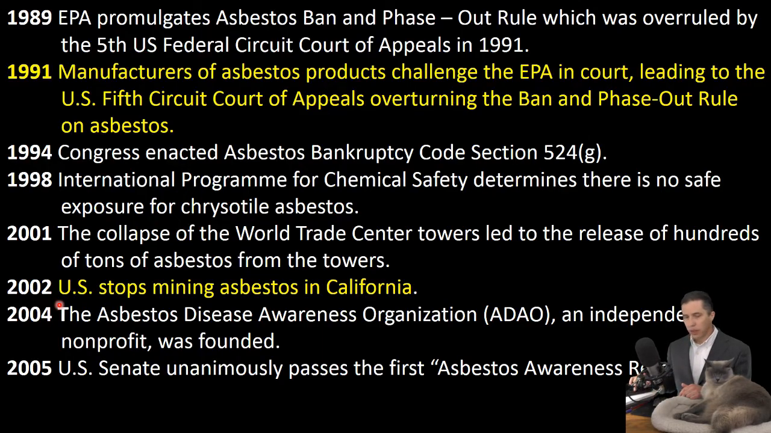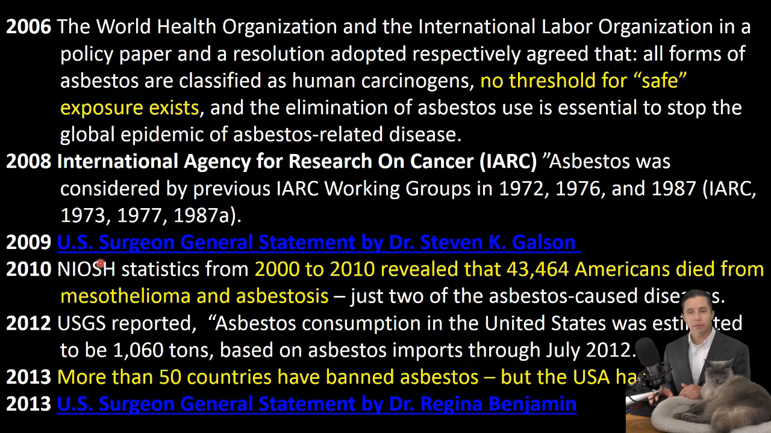And we're going to kind of skip a bunch of these, but in 2010, there was a study that said that in a 10-year period, between 2000 and 2010, 43,464 Americans died from diseases related to the inhalation of asbestos, okay, just in that 10 years. So these are people that had been exposed in the past, and it's finally catching up to them. By 2013, 50 countries have banned asbestos, but the U.S. is not one of them.